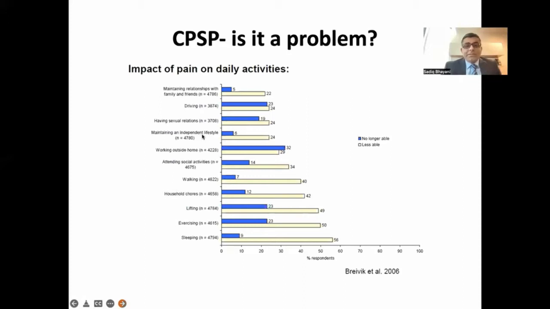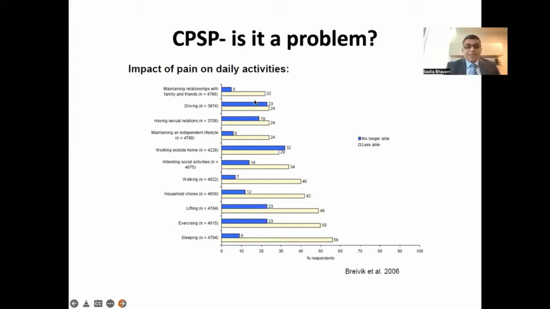Maintaining independent lifestyles: the majority of these patients have to be dependent. They work outside of home, so they basically lose their employment. They cannot attend social activities. Their physical activity becomes a problem, like walking, household chores, lifting, exercising, sleeping. So it affects the overall life of the patient.